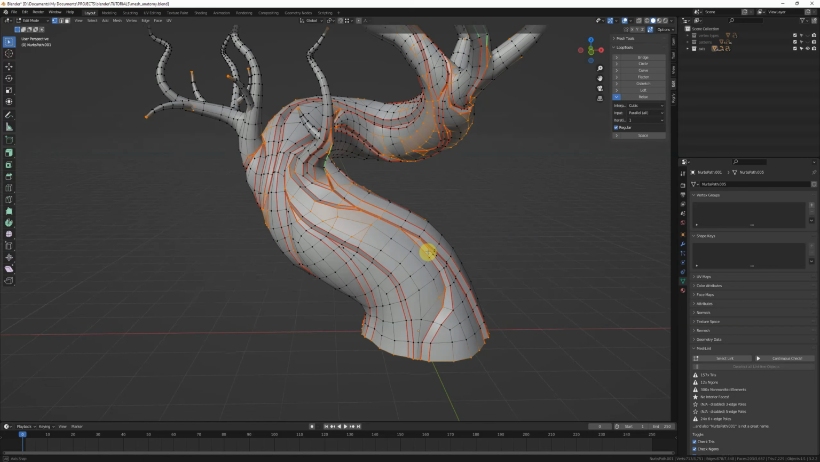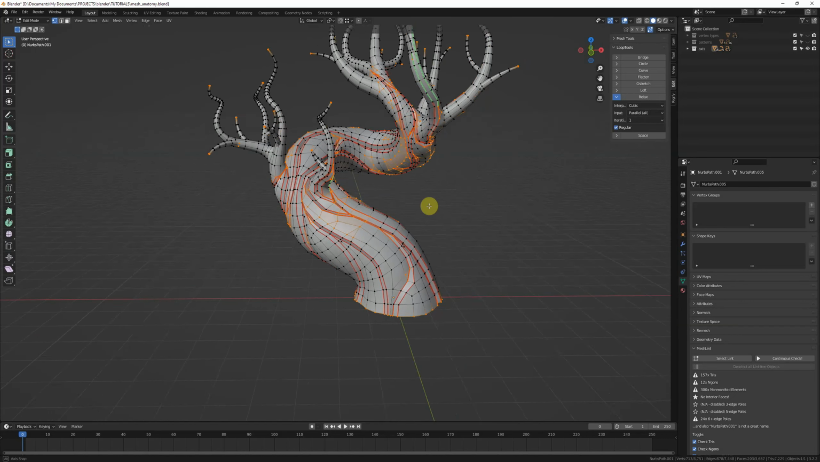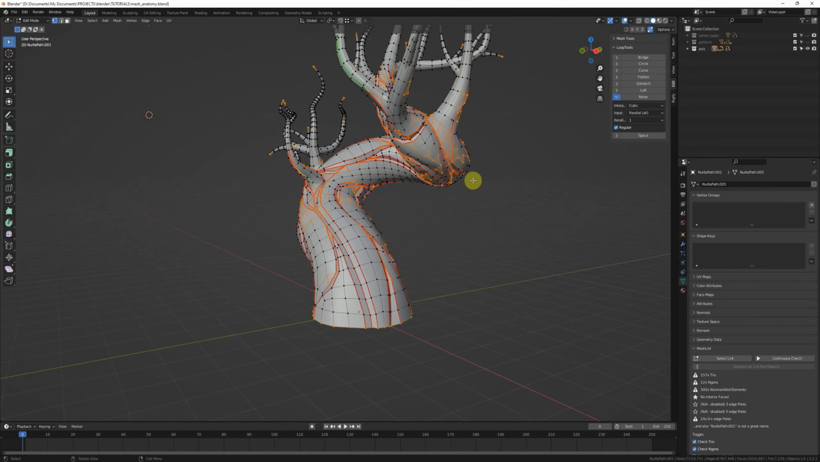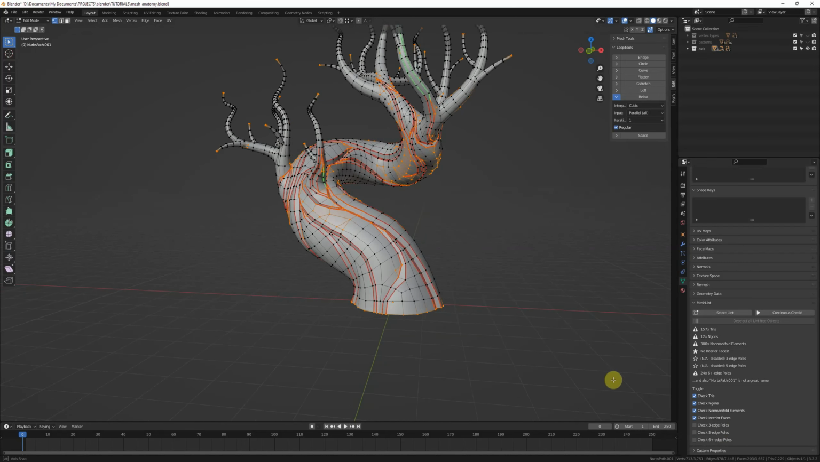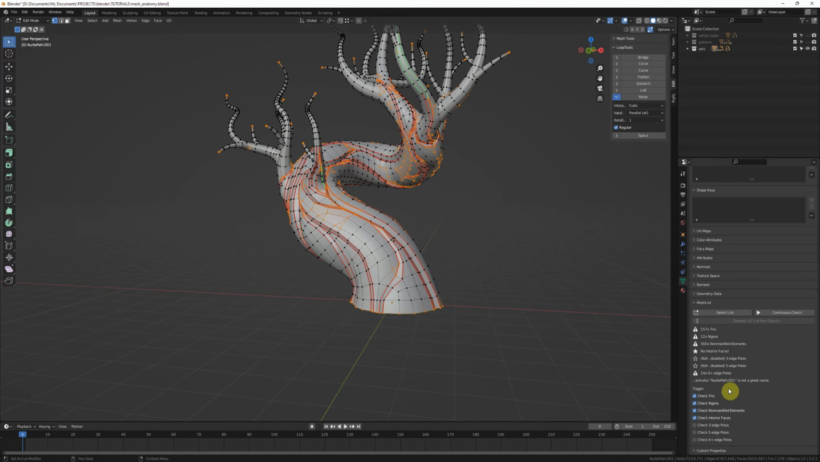You want to focus on one area at a time. There's quite a lot of problems with this tree, obviously, and a bunch of areas are lighting up. So just to avoid distractions, I don't care about 6+ edge poles 90% of the time. If they're causing an issue with subdivision and creating pinching, then for sure you should deal with it. But most of the time, it's not a huge problem.